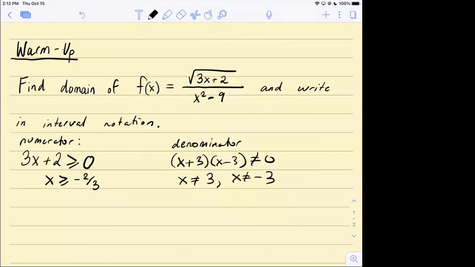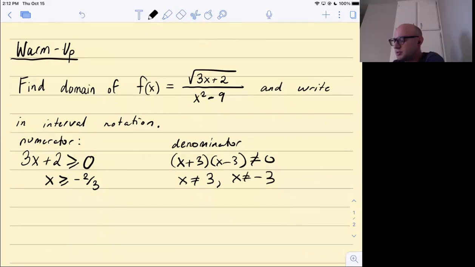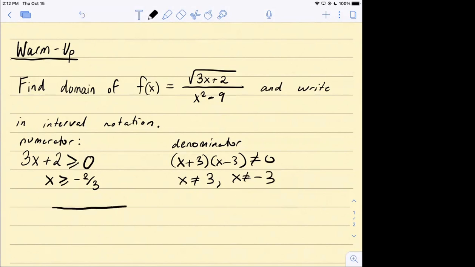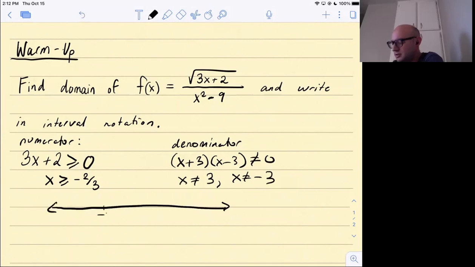Did you draw it on the number line, or how did you put these pieces together? I kind of did it mentally, but I did imagine a little graph in my head. Excellent. Yeah, -2/3. You have a hole at -3, and you have a hole at 3. But the one at -3 doesn't really matter because you're not allowed to be below -2/3 anyhow. Okay, so putting all this together, what do you write down as your intervals?